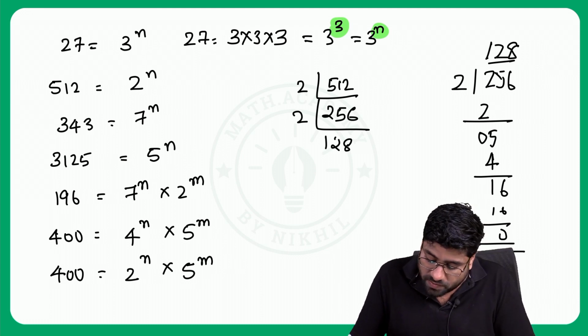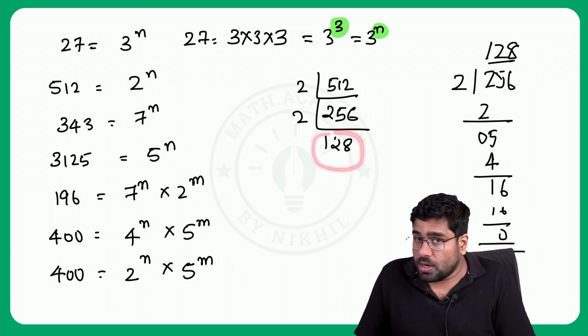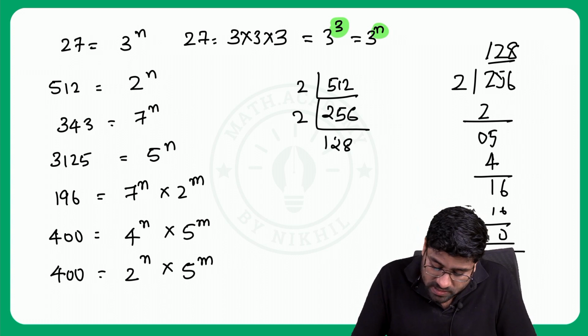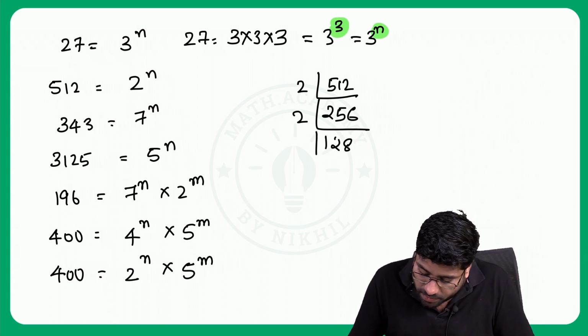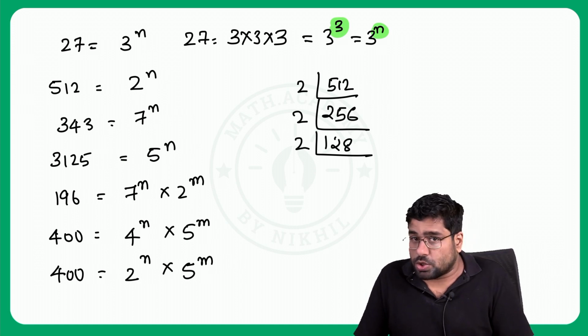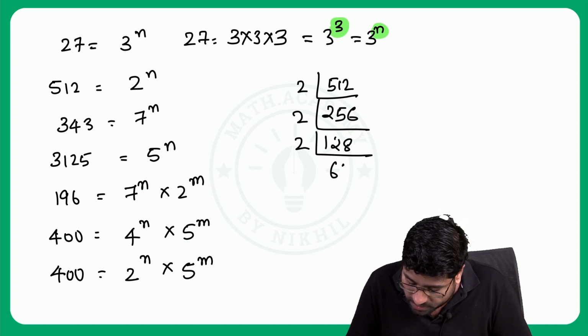So it is going to give me how much? It is going to give me 128. That's fine for me. So let me divide it by 2 again. Dividing it by 2 will yield me 64.